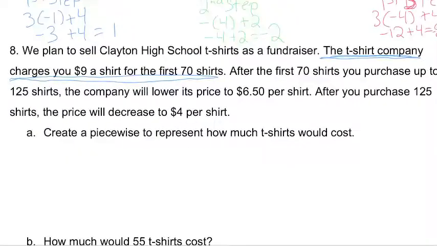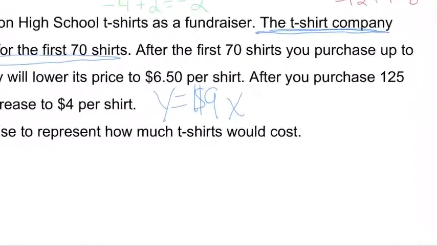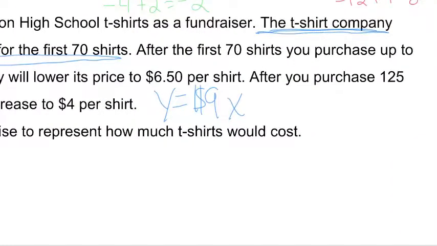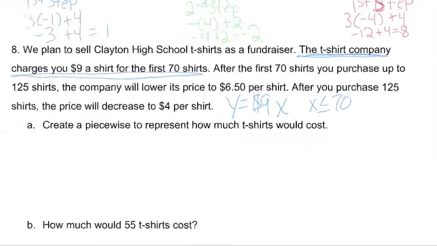So the t-shirt company charges you $9 a shirt for the first 70. That includes 70. So we have y equals $9 times however many shirts there are. So we're going to have x represent the number of t-shirts ordered. The restriction for this equation is that that's only when our x is less than or equal to 70. So there is our first equation and restriction.